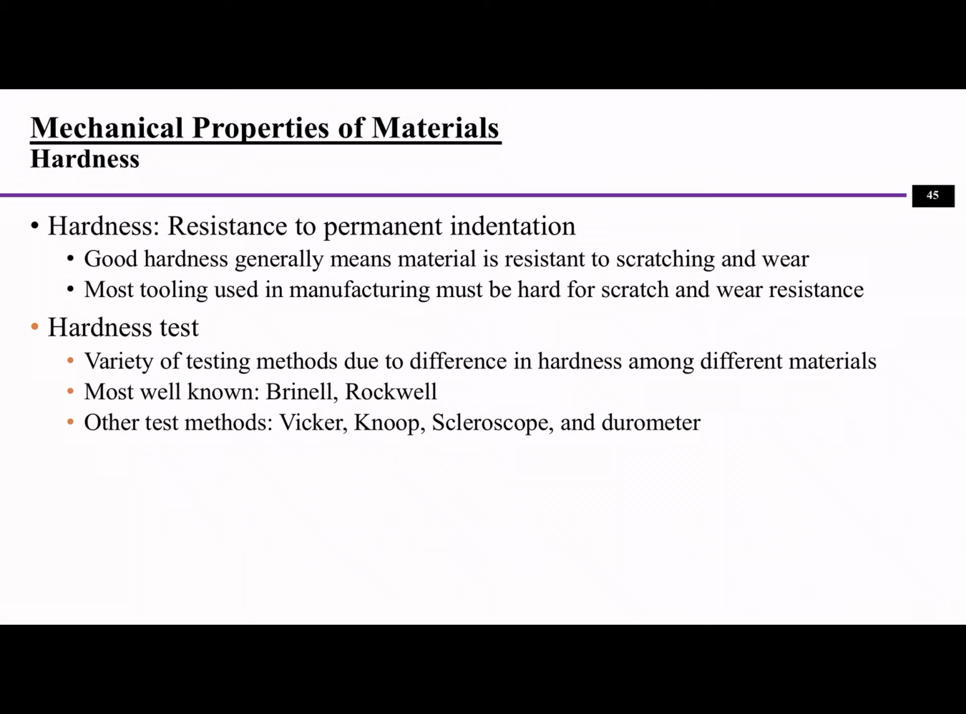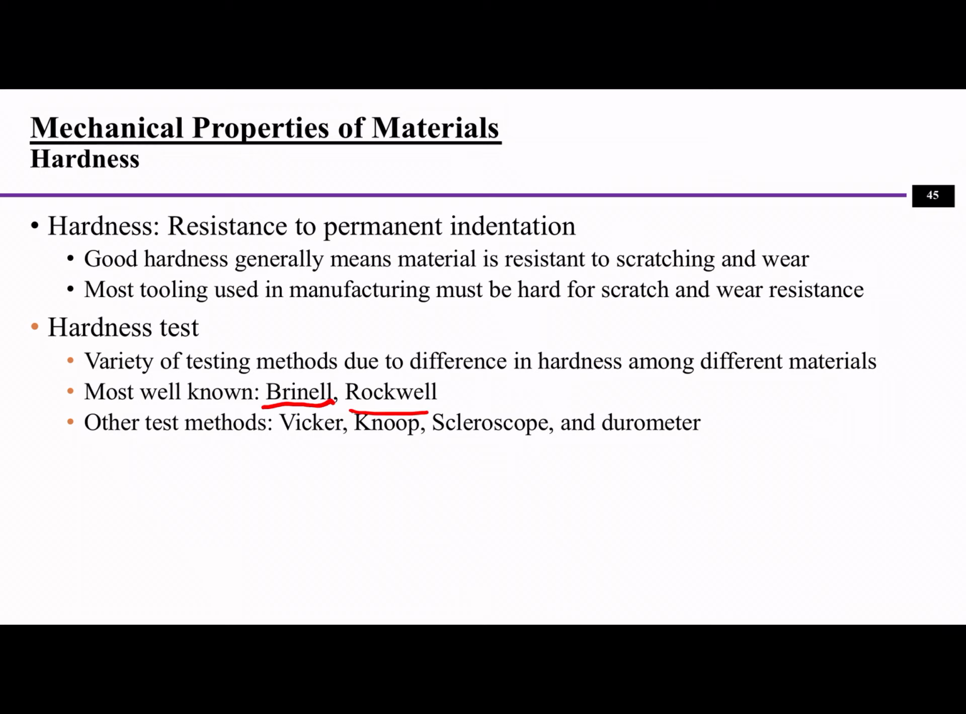Good hardness generally means the material is resistant to scratching and wear. And most tools in manufacturing must have really good hardness, because once a tool is scratched, it will cause some defects on the machined surface of the product. In order to test the hardness, there's a hardness test.